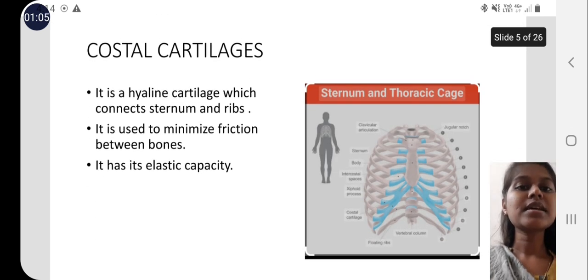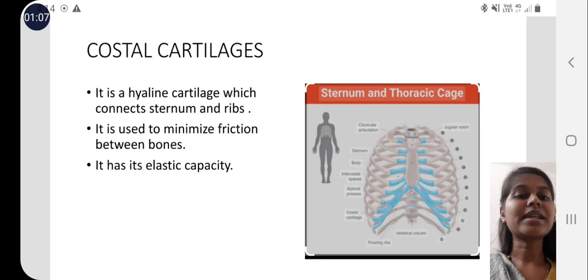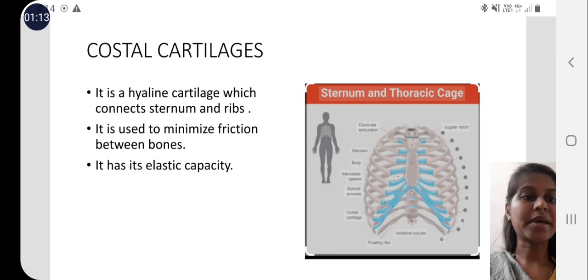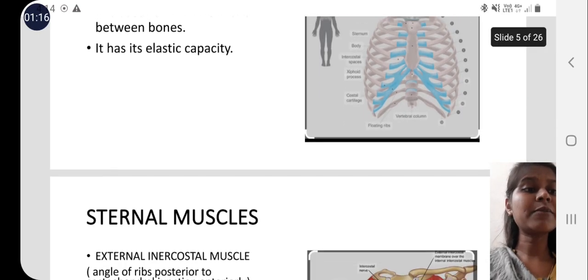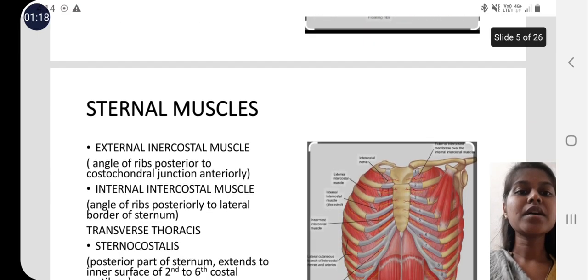Costal cartilages. It is a hyaline cartilage which connects the sternum and ribs, and is used to minimize friction between bones. It has its own elastic capacity, which is helpful for respiration.